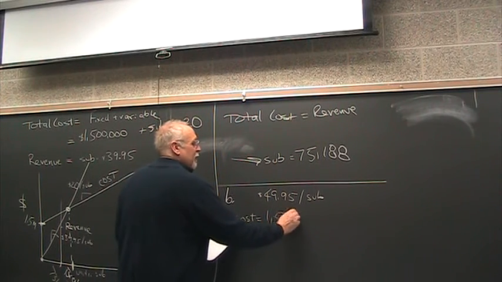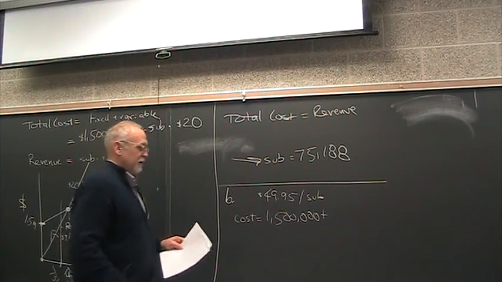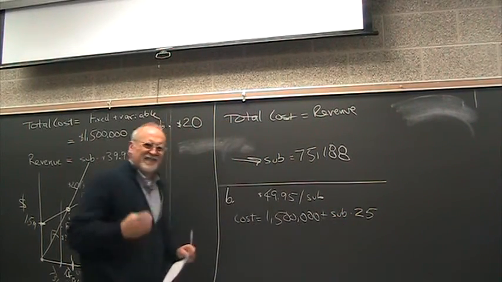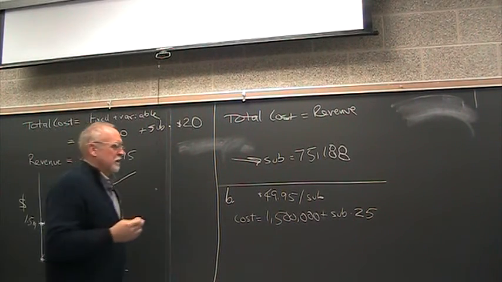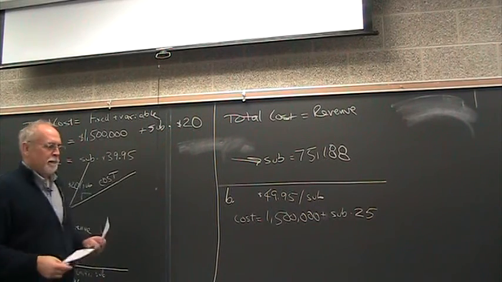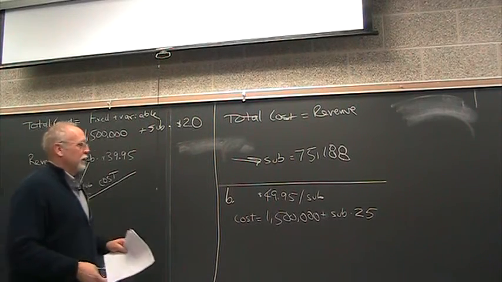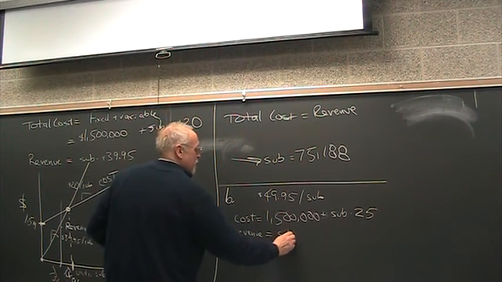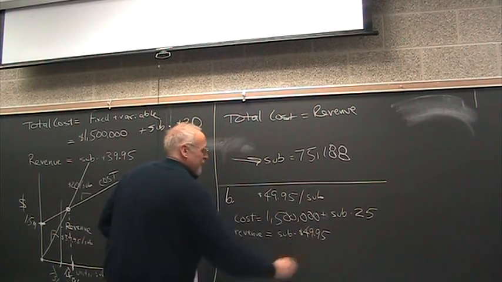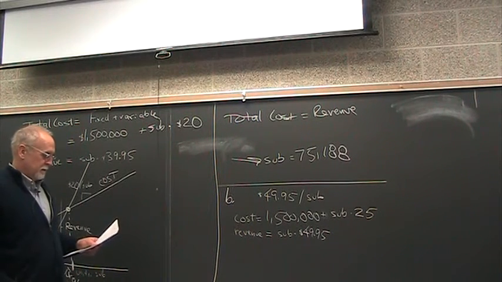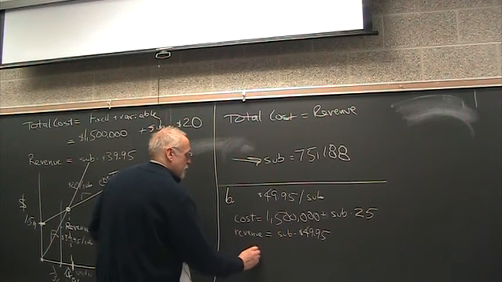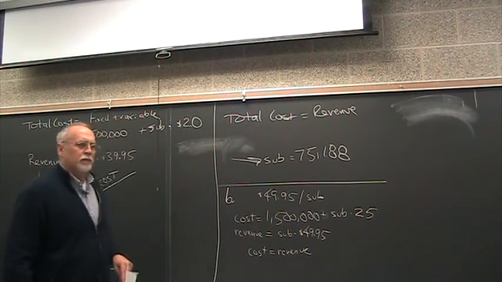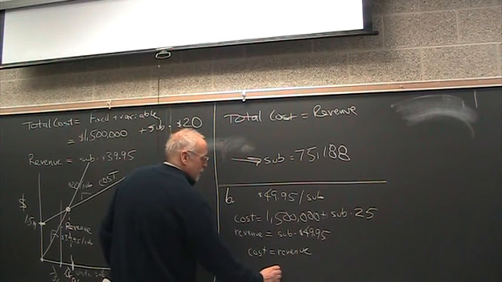we still have the same 1.5 million plus our cost per subscriber goes up a little bit. And so then our revenue equals sub times $49.95. Set my cost equal to revenue. Solve for sub. Anyone do that? Get that far?